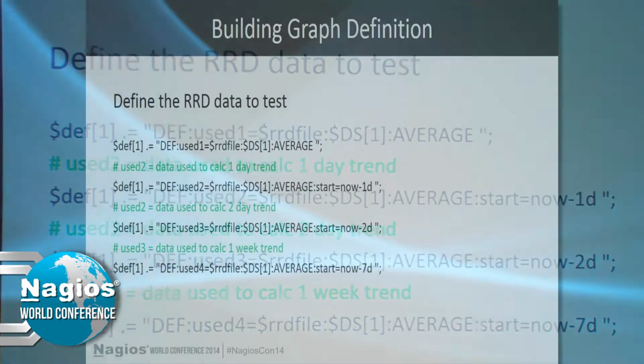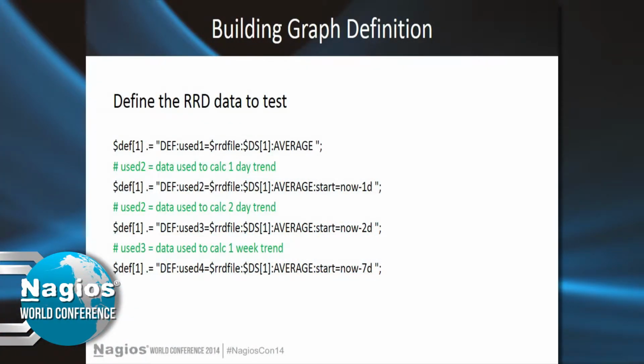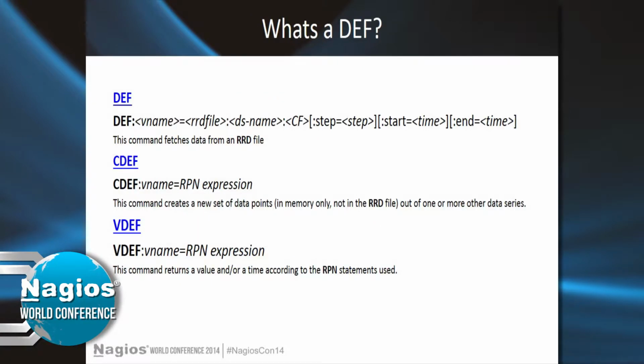Down here, turn around and say, hey, give me the same data set. Just now, instead of all the data, just give me a day's worth of data. Give me 2 days worth of data. Give me 7 days worth of data. So now I have some defs for these. What's a def? Well, I'm glad you asked.